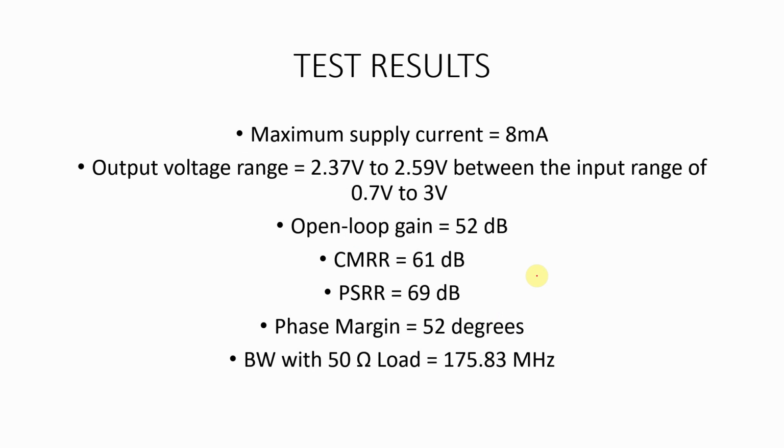The test results are given below with a maximum supply current of 8 milliamperes, an output voltage range of 2.37 volts to 2.59 volts, an open loop gain of 52 decibels, a common mode rejection ratio of 61 decibels, a power supply rejection ratio of 69 decibels, phase margin of 52 degrees, and a bandwidth of 176 MHz.